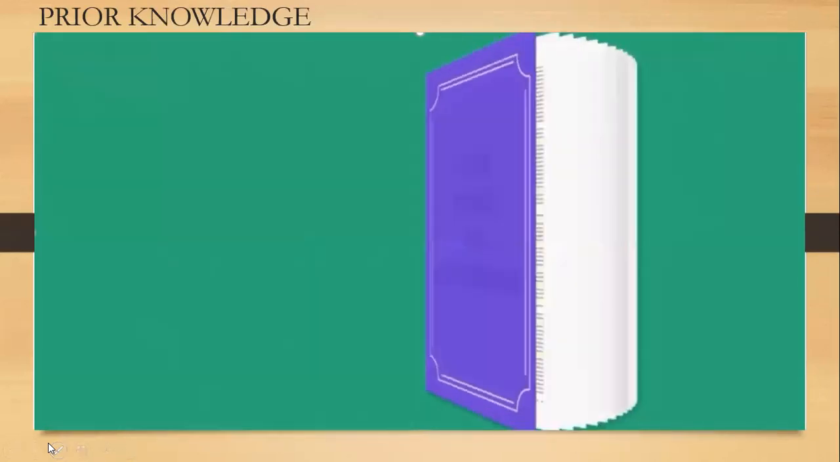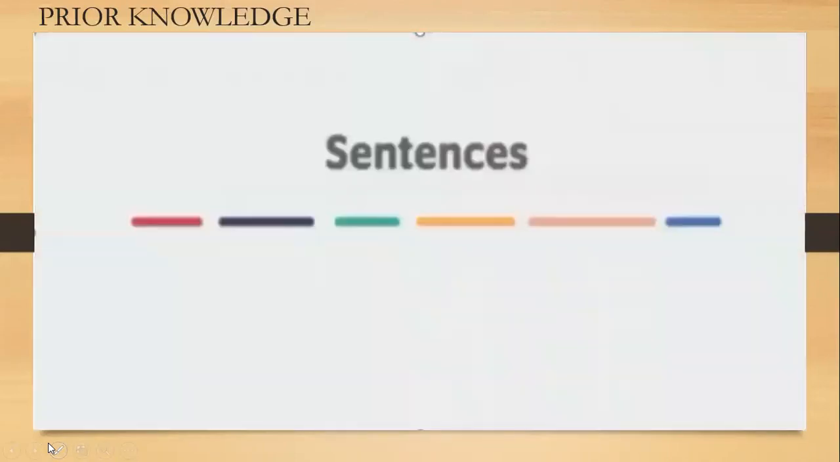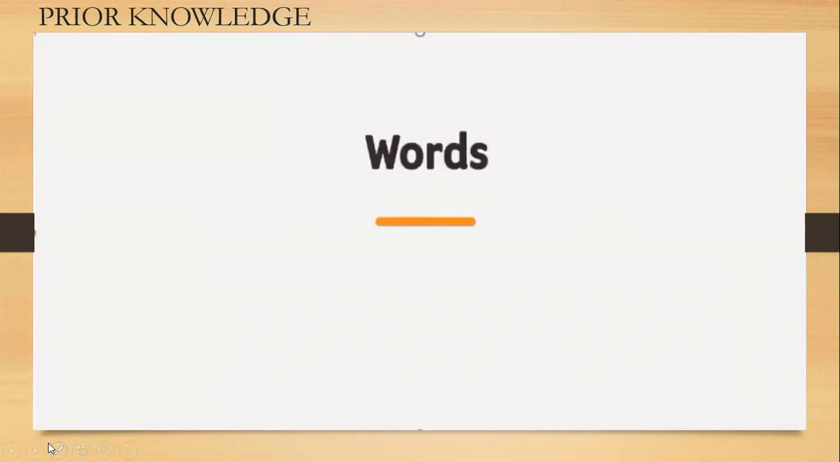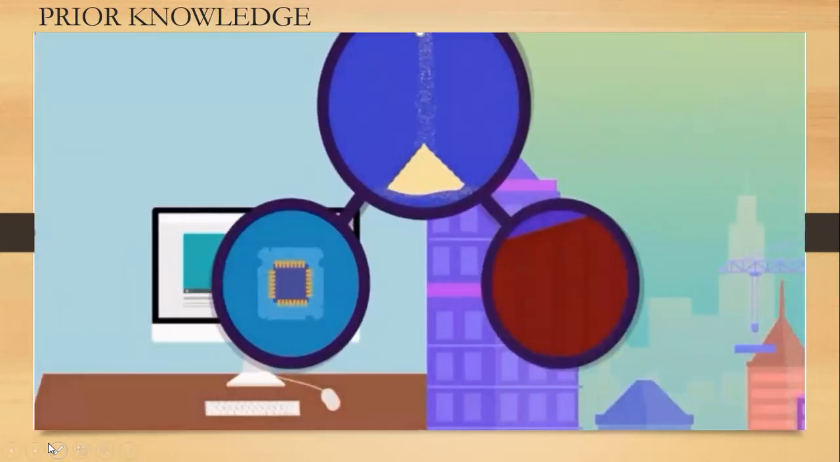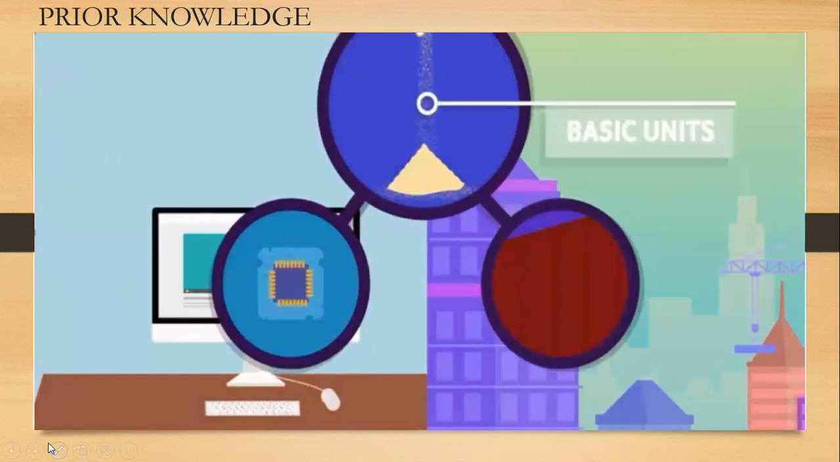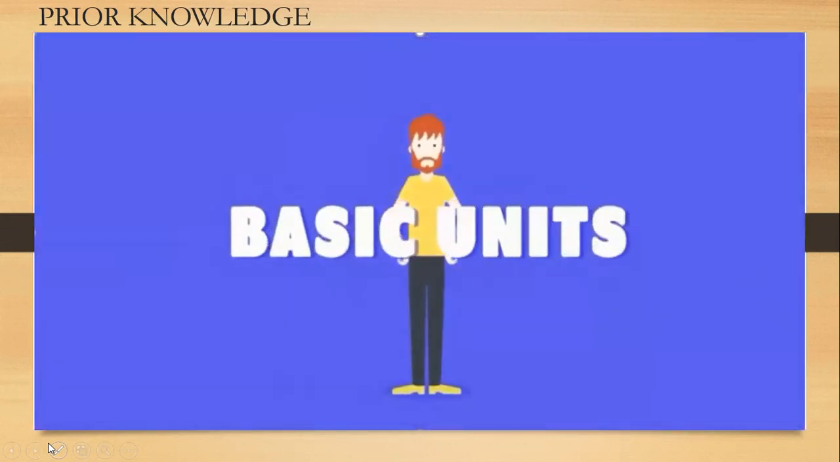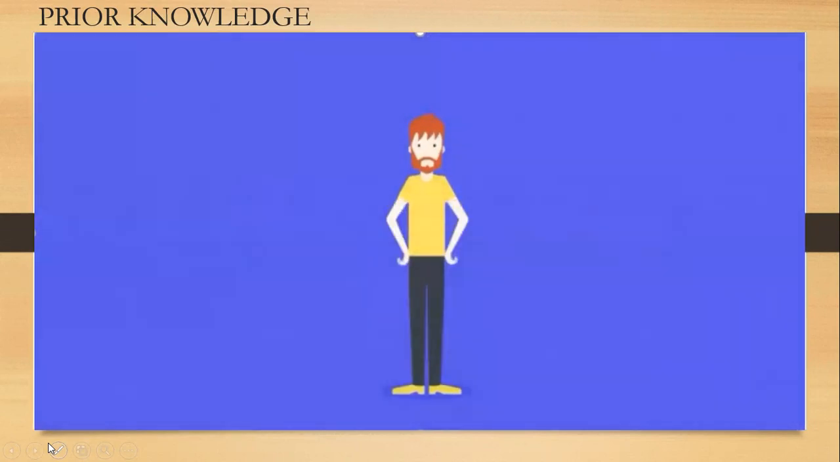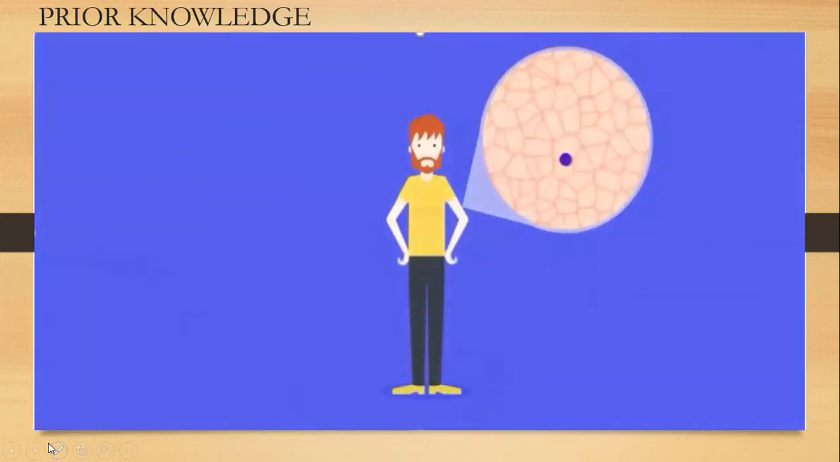All of you like reading storybooks, is it? Every story is framed with sentences, and sentences are framed with words. And what are words made up of? Letters. If you notice, everything around us is made up of one or more smaller entities. These small entities are called basic units. Even our body is made up of basic units. What are these basic units called? They are called cells.